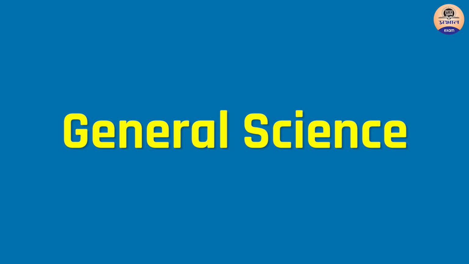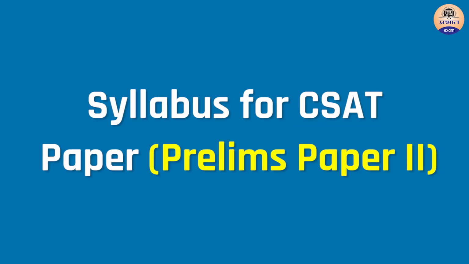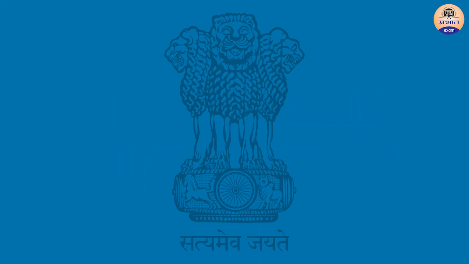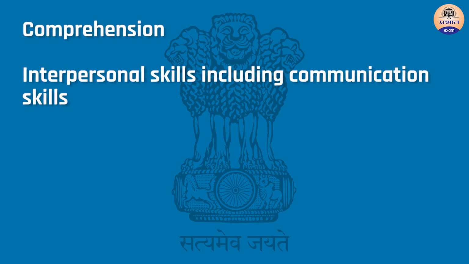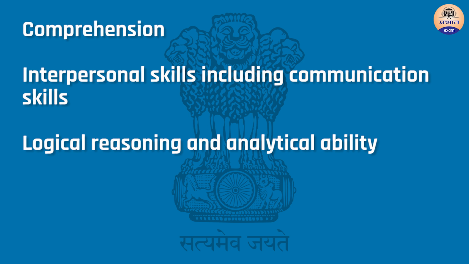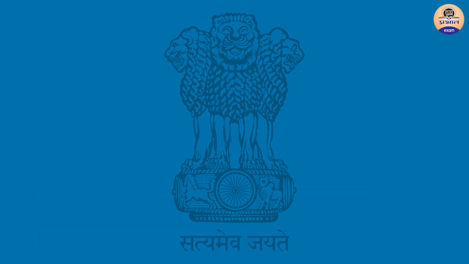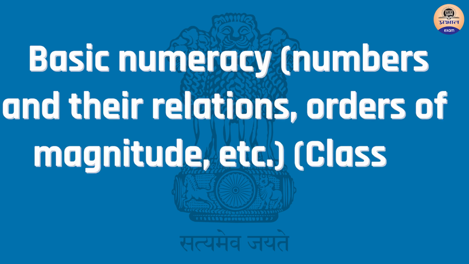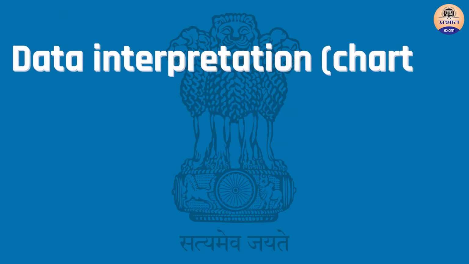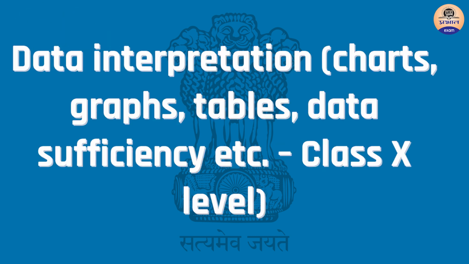Now let's come to paper 2 of the prelims, that is the CSAT paper. It consists of comprehension, interpersonal skills, logical reasoning, analytical ability, decision making and problem solving, and general mental ability. You also need to have the ability to do basic numeracy up to the class 10 level. It can consist of data interpretation, which can be asked in the form of charts, graphs, tables, data sufficiency, etc.